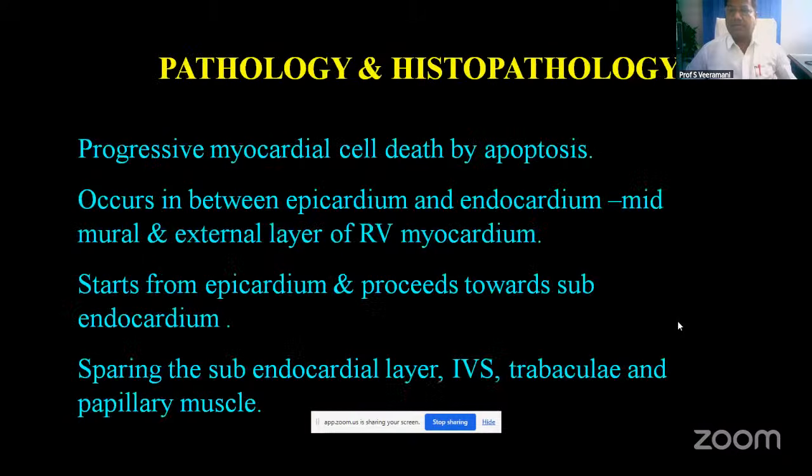And what is the pathology and histopathology? The progressive myocardial cell death by apoptosis occurs between the epicardium and endocardium, in the mid-neural and the external layer of the RV myocardium. It starts from the epicardium and proceeds toward the subendocardium. There is sparing of the subendocardial layer, and the IVS, tubercle and papillary muscles are spared.